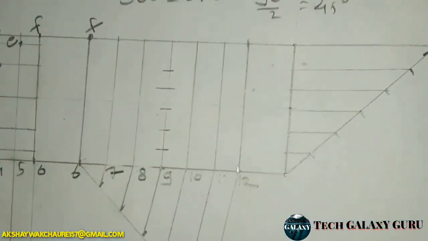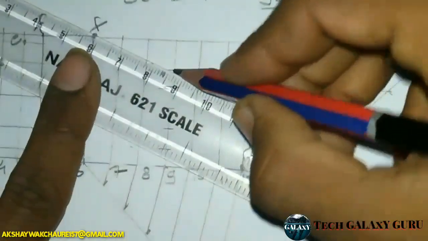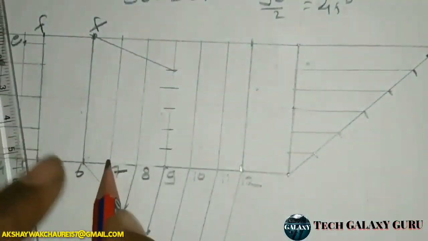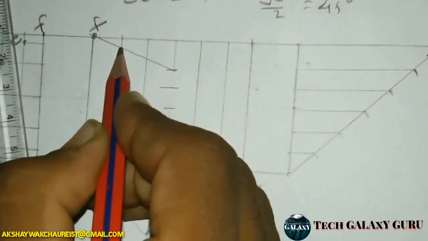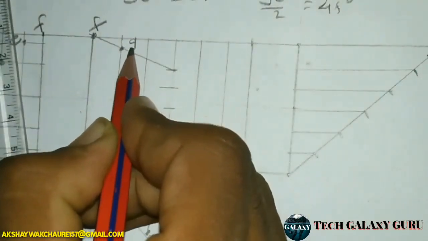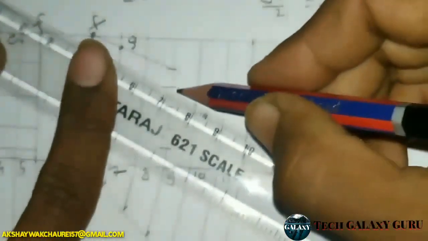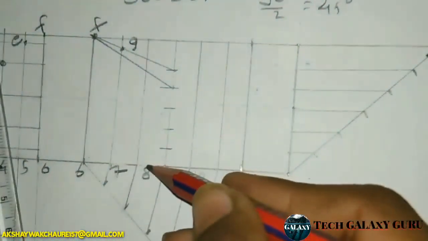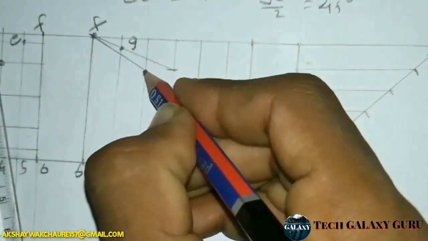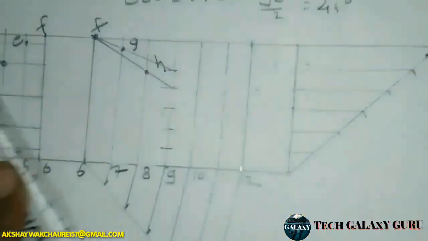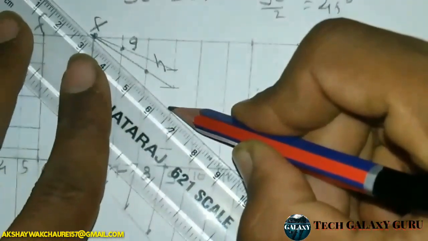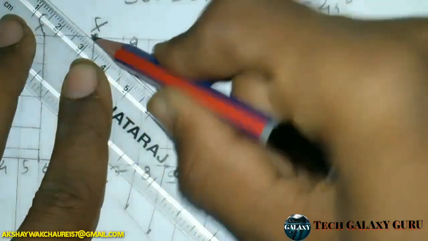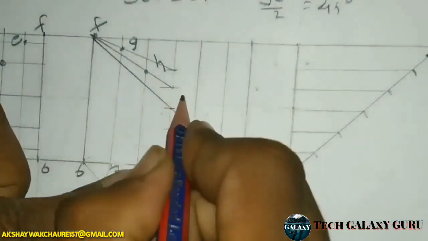Then next what we have to do, draw a line from this point to F. Draw a line. Then on this 7th line, this is F, G, this is a G. Draw next line from here to F. On this 8th line, here is H. Then draw next from this midpoint to here. Draw this line. On the 9th line, this is a point I.